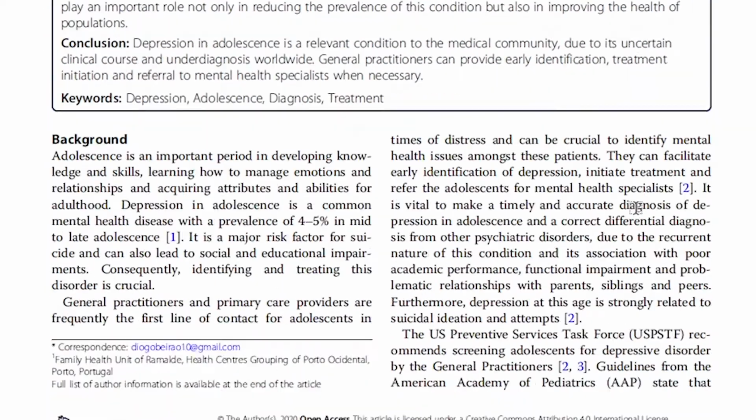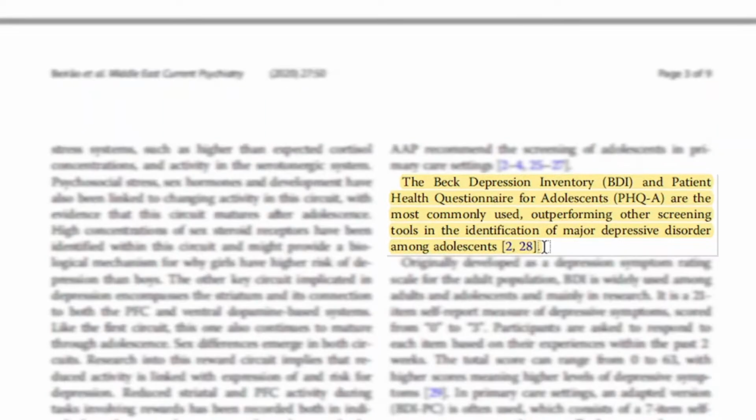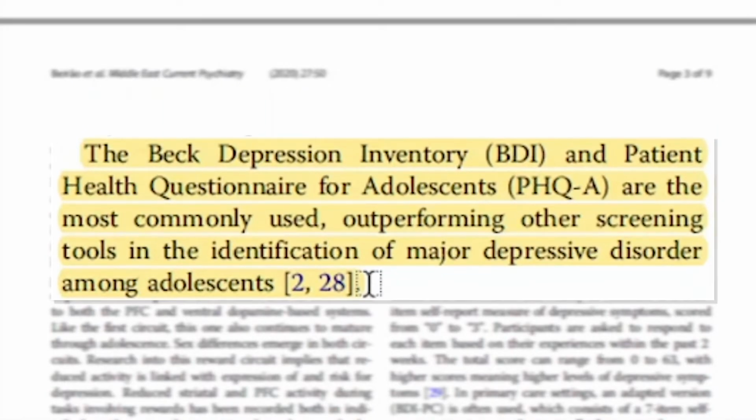So here we have an example of an original section from a scholarly article. It reads, "The Birth Depression Inventory (BDI) and the Patient Health Questionnaire for Adolescents (PHQA) are the most commonly used, outperforming other screening tools in the identification of major depressive disorder among adolescents." So this is how we would paraphrase this section.